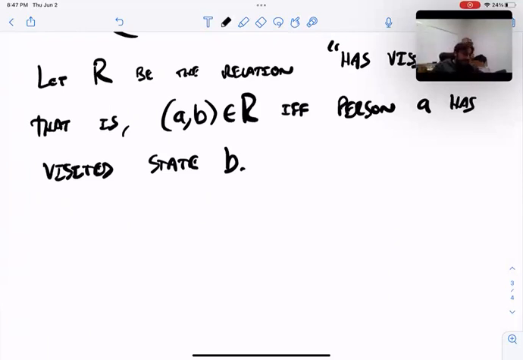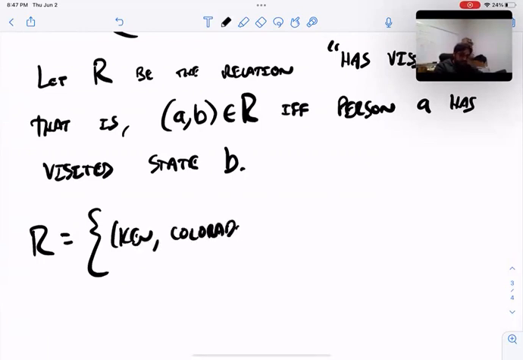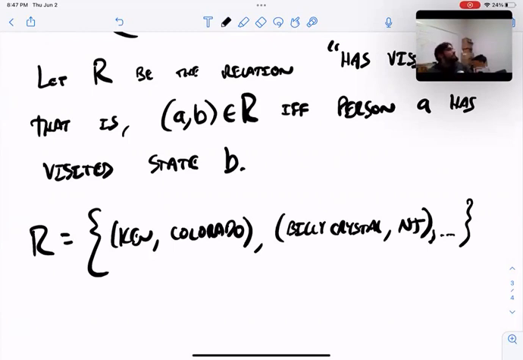So we can then say what this subset would look like. This subset R would, for example, include Ken, Colorado. I've clearly visited Colorado. I live here. But it would not include Ken, Idaho. I've never been to Idaho. So that element is part of A cross B, but it would not be part of R. It would certainly include Billy Crystal, New Jersey, and lots and lots of other pairs, recording every person that has ever been in every state. Every combination of a person having visited a state would be in this gigantic relation.